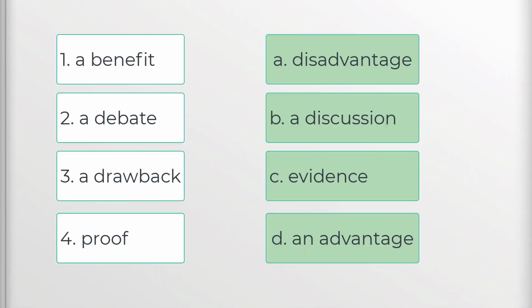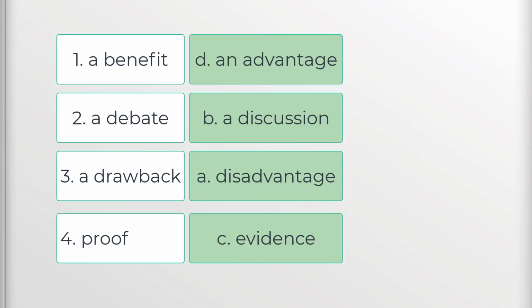Match the words in white boxes with their synonyms in green boxes. Pause the video if you need more time, and the correct answer is a benefit is an advantage, a debate is a discussion, a drawback is a disadvantage, and proof is evidence.